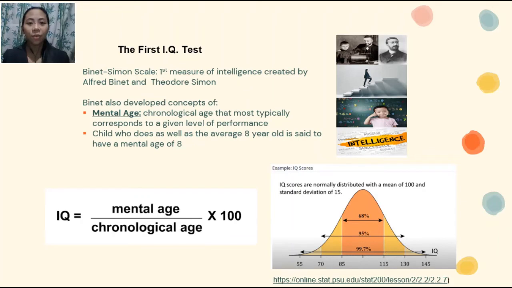So this is the formula for intelligence quotient, or IQ. It aims to express the intelligence potential of an individual numerically. And this is an example of IQ scores that are normally distributed with a mean of 100 and a standard deviation of 15. To better understand this, you can visit this link.